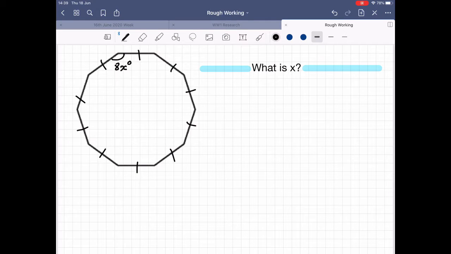So we are given a regular decagon, which is shown by these lines across each side. They mean that each side is equal, and we are shown one of the angles, which is called 8x, and we are told to find x.